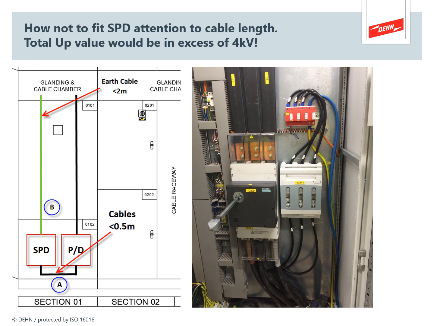So if the whole assembly was dropped down and the SPD was inverted, that would have made a dramatic difference to the cable lengths and, of course, the ultimate Up value of all the volt drops across all of these components. As it is, it's going to be in excess of 4 kV, which means any sensitive electronics within the cabinet and downstream will still likely be destroyed because the value of 2.5 kV has been exceeded.